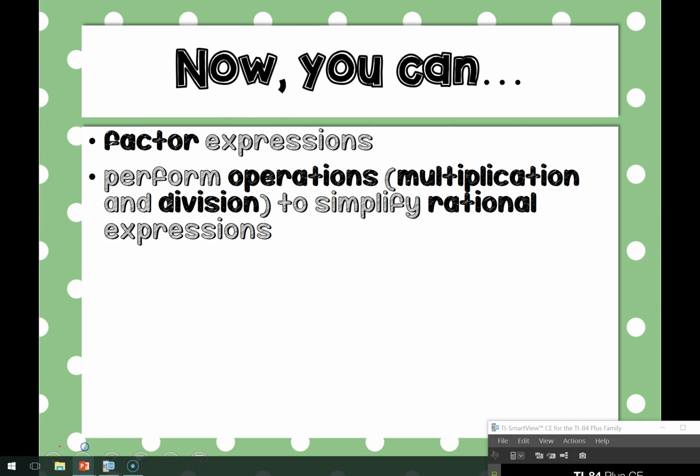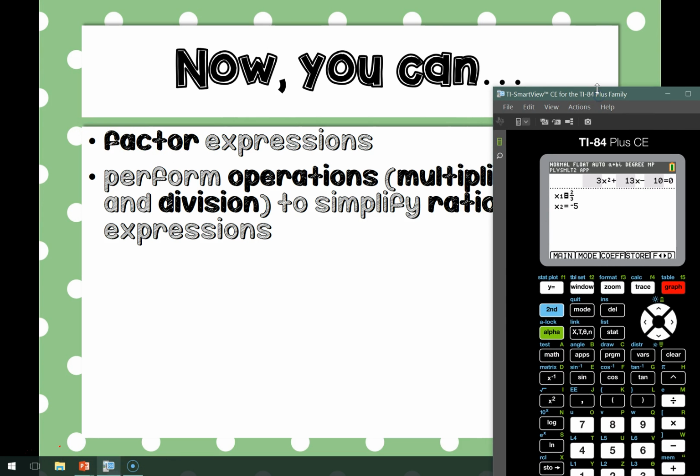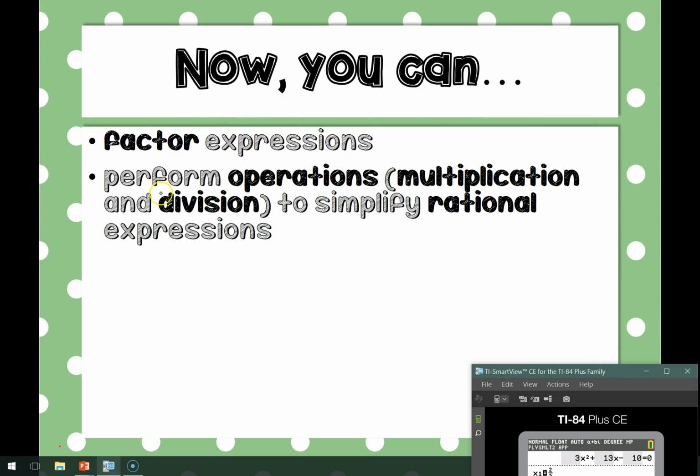Okay, so in this video we worked a lot with factoring expressions. Remember, you have this app that can help you if you're having trouble factoring. And then after factoring, we also performed operations, multiplication and division, to simplify rational expressions. We divided out everything that we could. So go ahead and give those Now You Try problems a try.